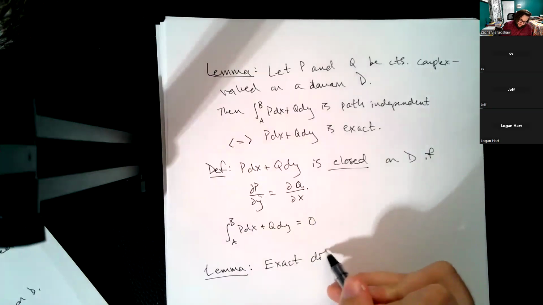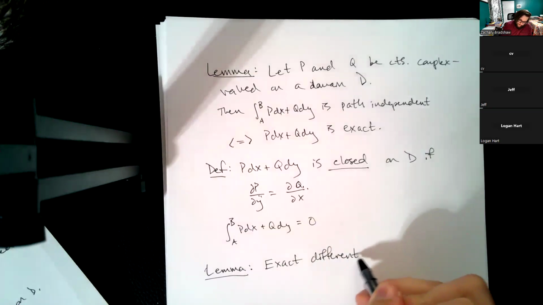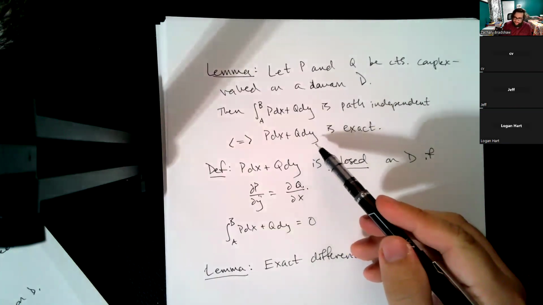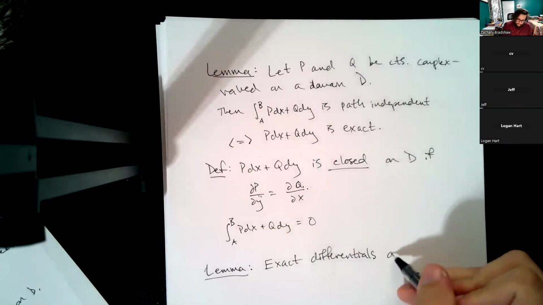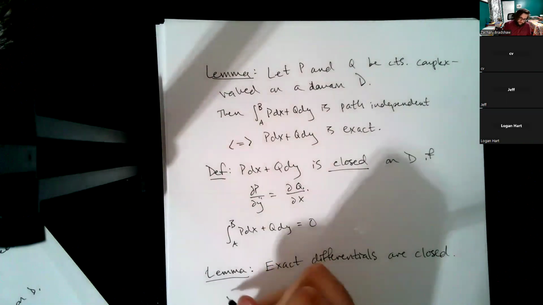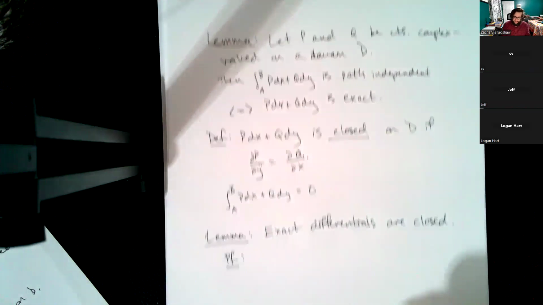Exact differentials. So what does that mean? That means differentials which can be written as dh for some h are closed. This one is a very short proof, so let's go ahead and do that.